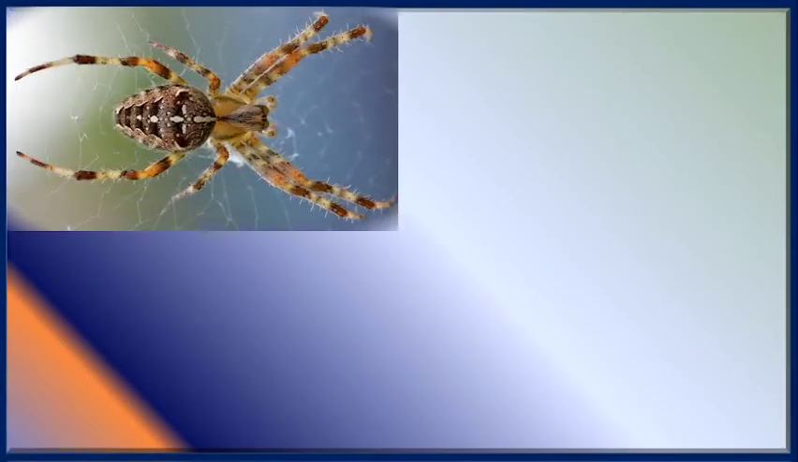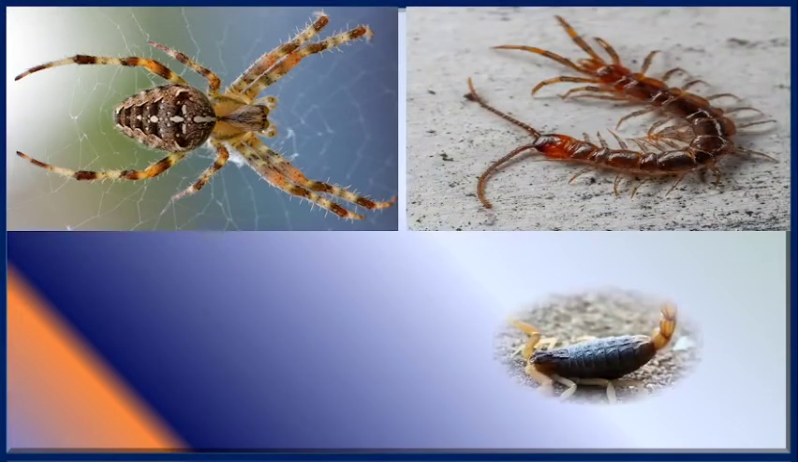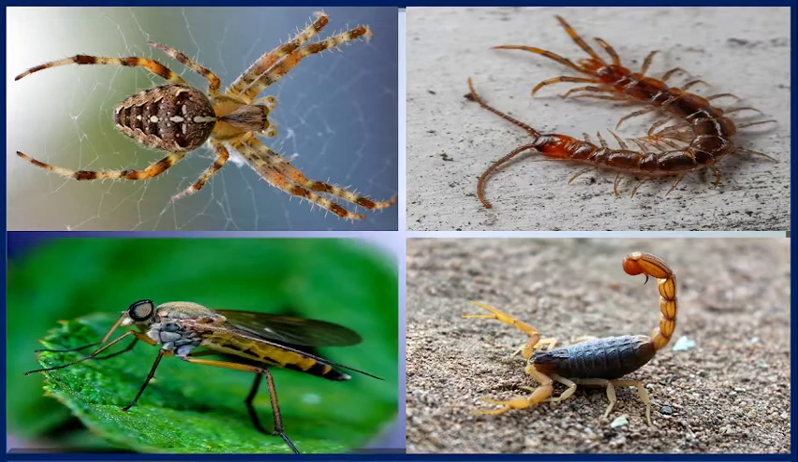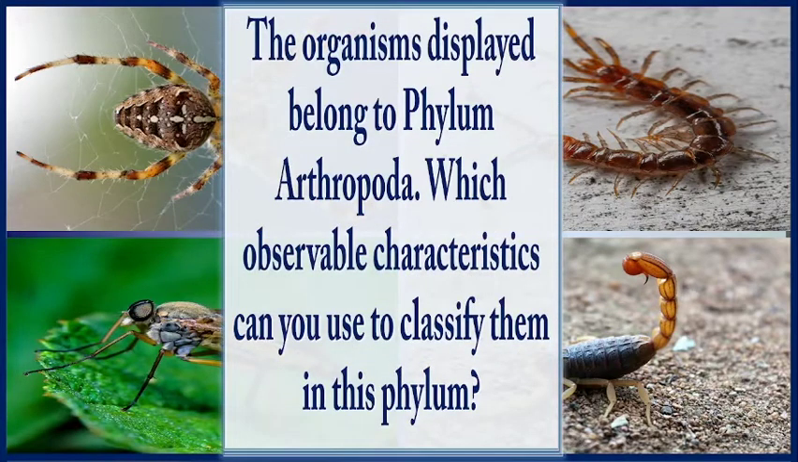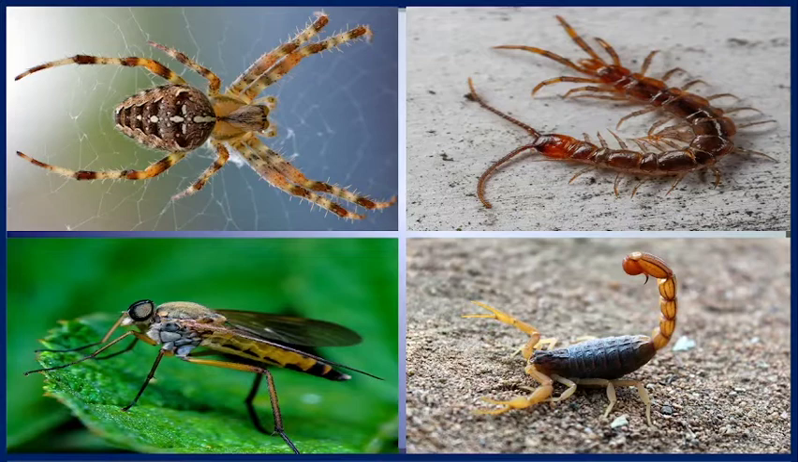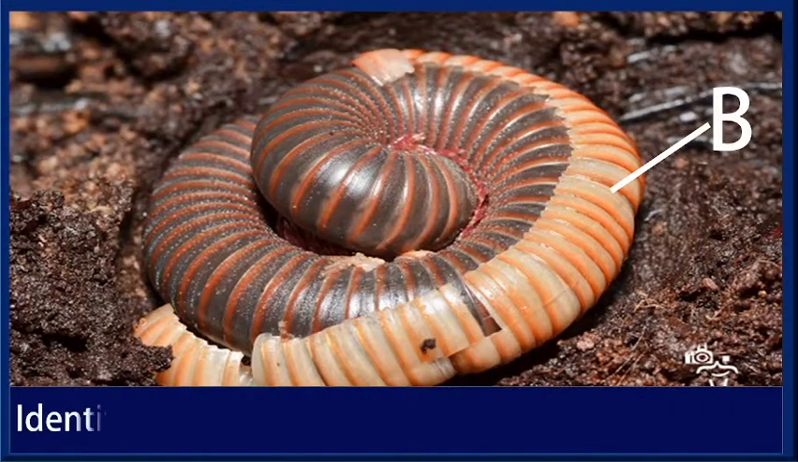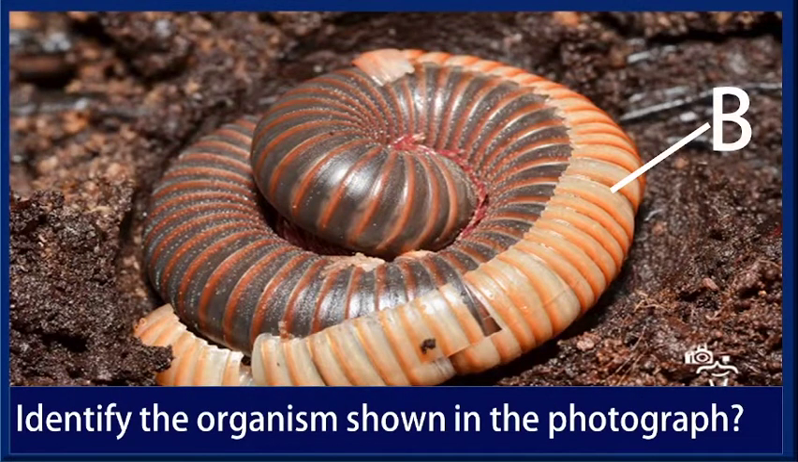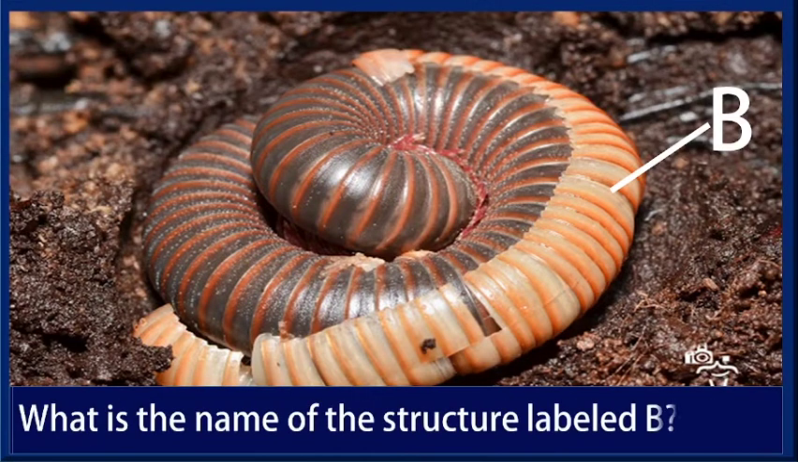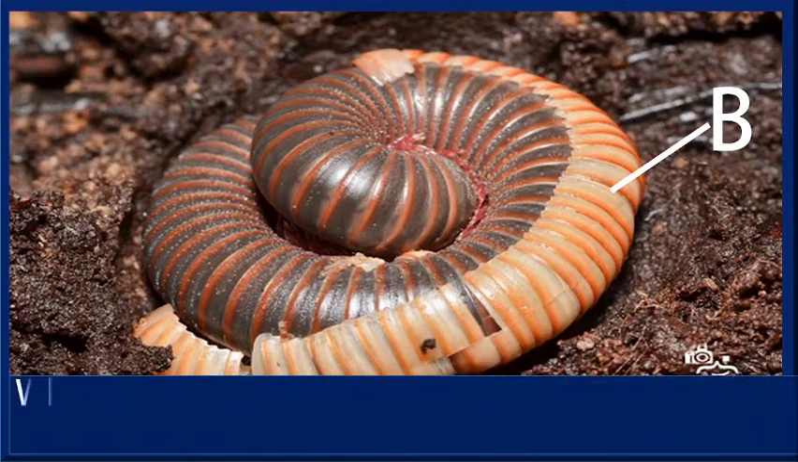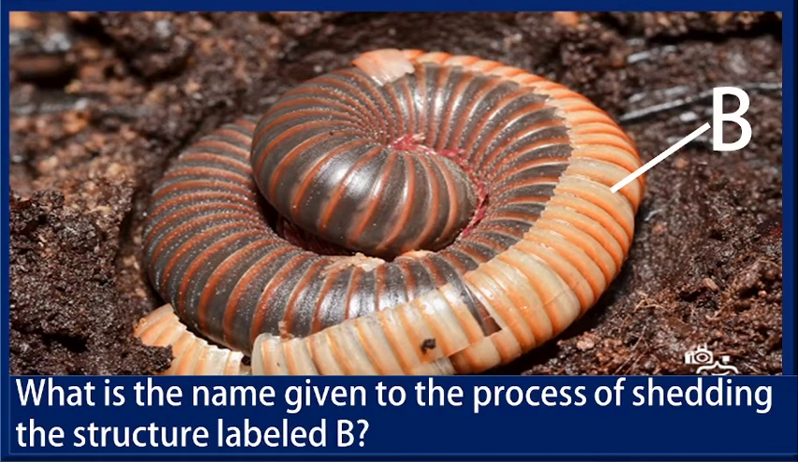Study the organisms displayed which belong to Phylum Arthropoda. Which observable characteristics can you use to place them in these phyla? We shall consider these characteristics one at a time. Identify the organism in the photograph. What is the structure of the part labeled B? What is the name given to the process of shedding structure B?